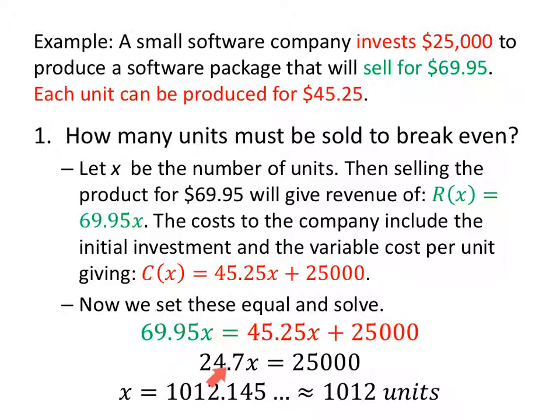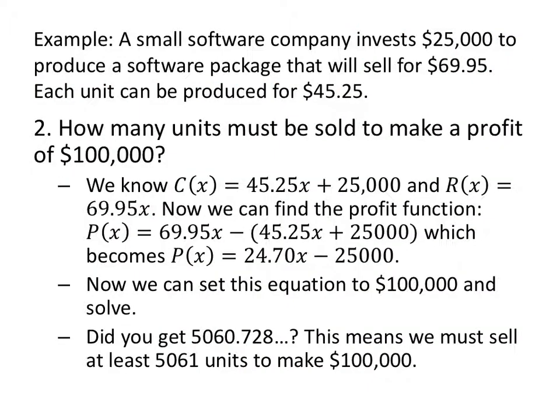Think about what this means. The difference in the selling price and the cost to produce is $24.70. This is their net profit for each software package. So they have to sell enough software packages to overcome that $25,000 that they had to outlay as a cost initially. So after 1,012 units, this will now be a profitable company. But how profitable? How many units must we sell to make a profit of $100,000?